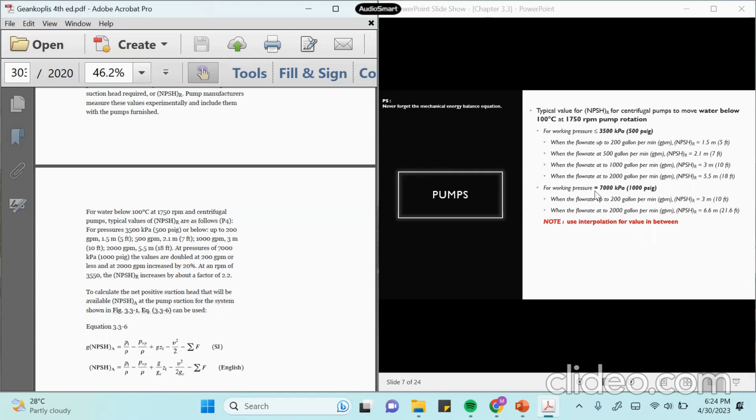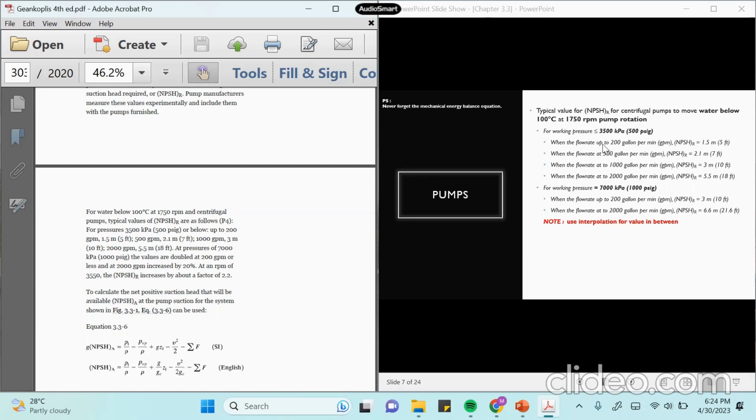Okay, so for working pressure of 7,000 kPa or 1,000 psig, then when we have a flow rate up to 200 GPM, the NPSHR is 3 meter. When the flow rate is at 2,000 GPM, the NPSHR is 6.6 meter. You may use interpolation for values in between.